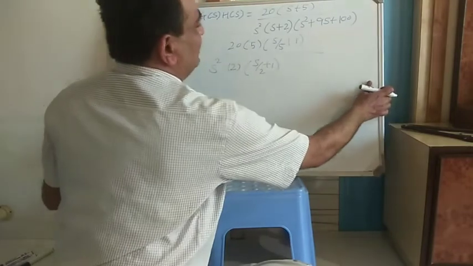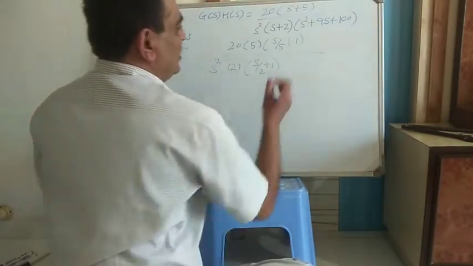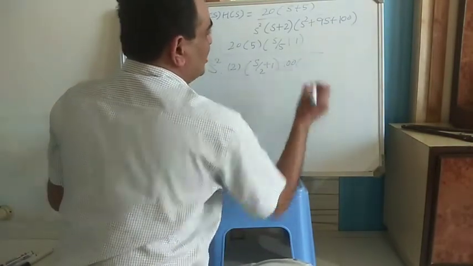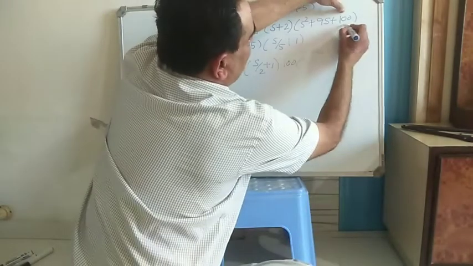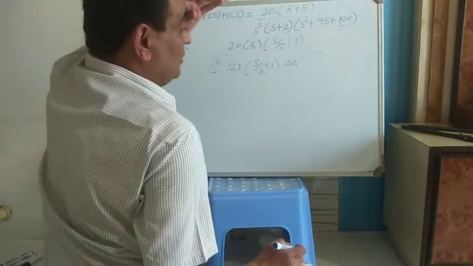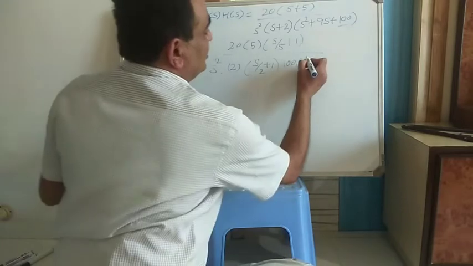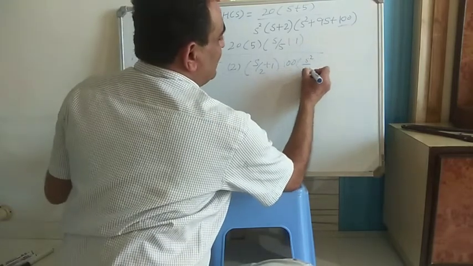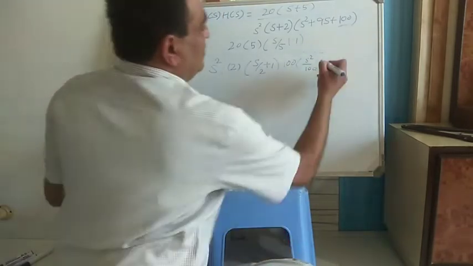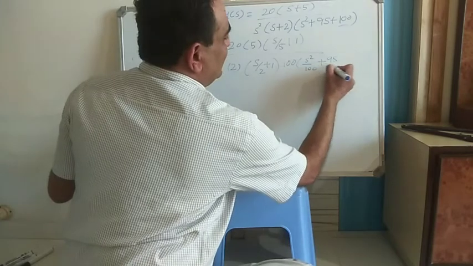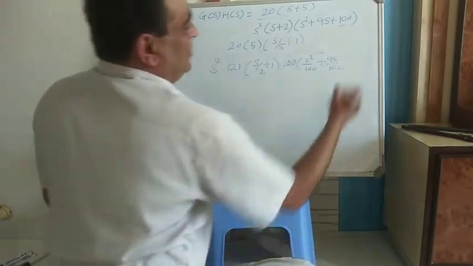Now here what I will do, I will take 100 common, because this part should be 1 and this also should be 1. So 100. So this is nothing but s square by 100 plus 9s by 100 plus 1.